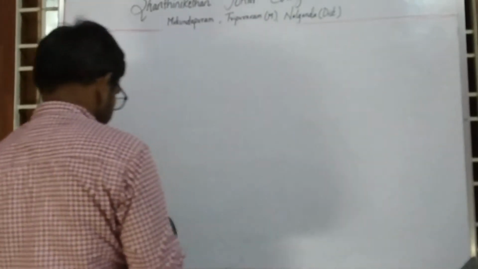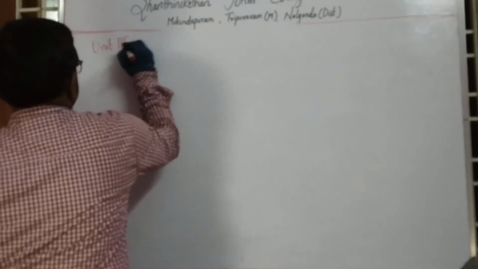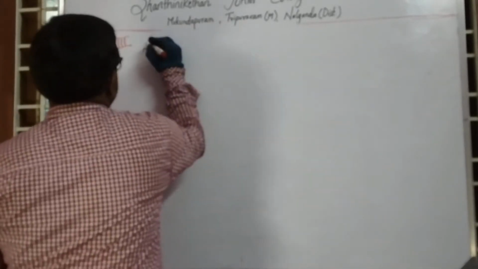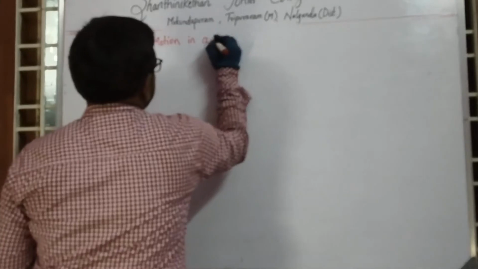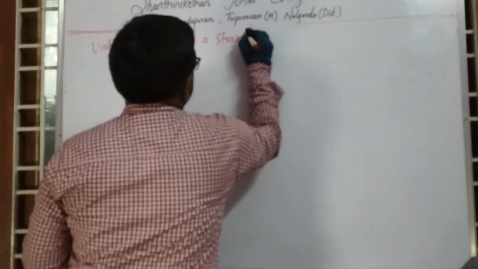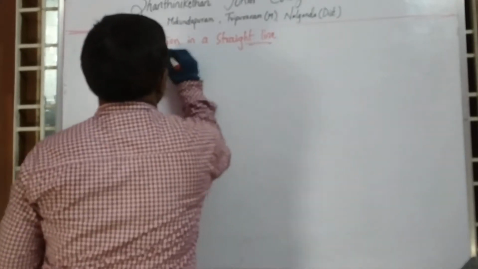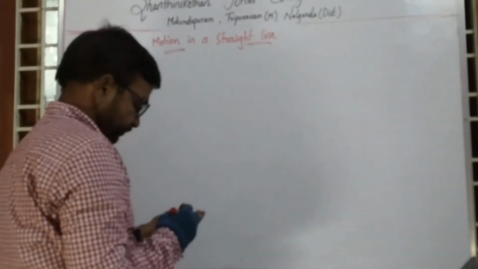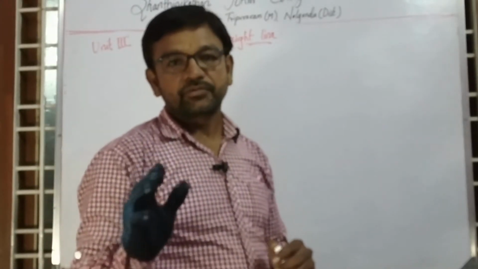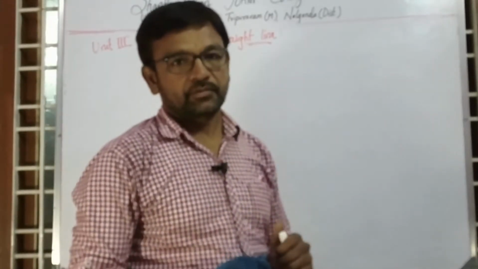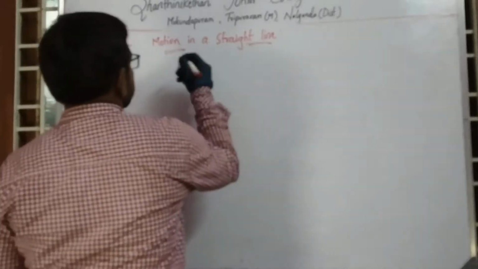What is unit 3? I think all of you know, because we have discussed the topics. Unit 3 is motion in a straight line. Motion in a straight line. In this class, I want to teach the basic foundation for this chapter. First, let me discuss the important topics in this one.